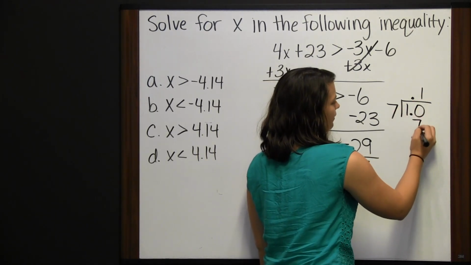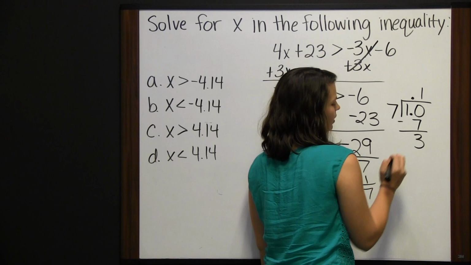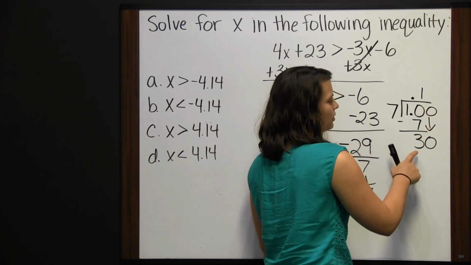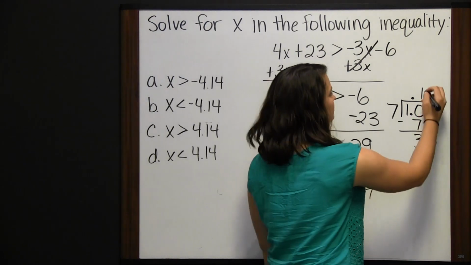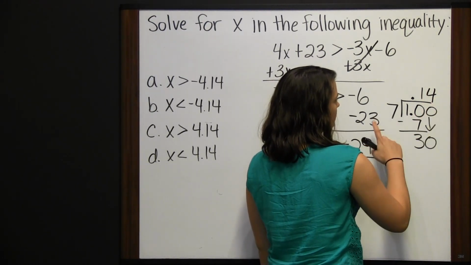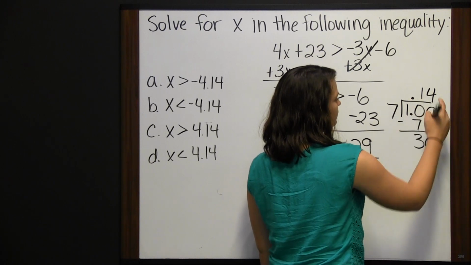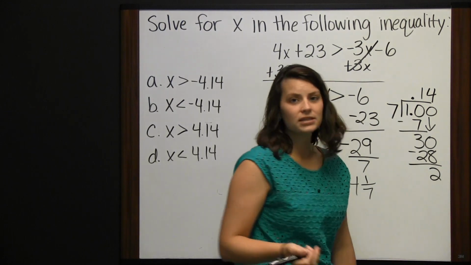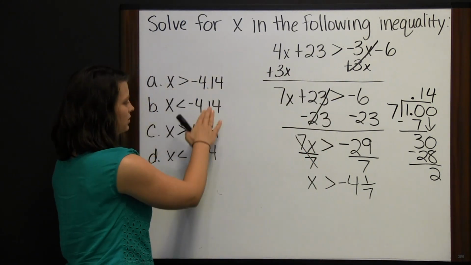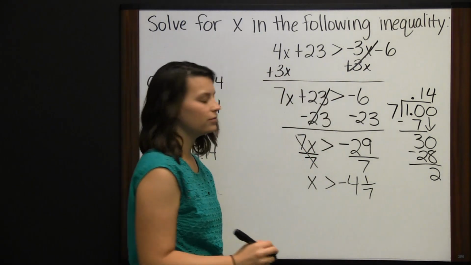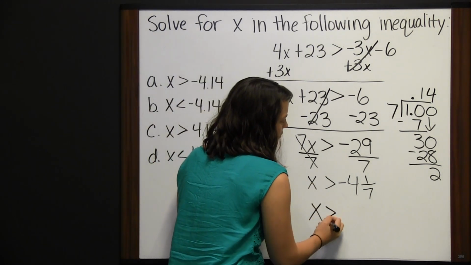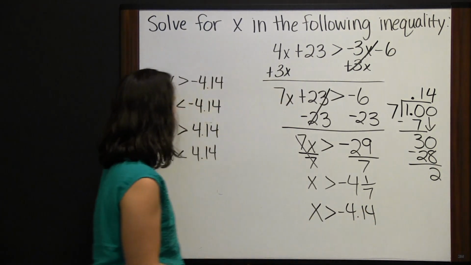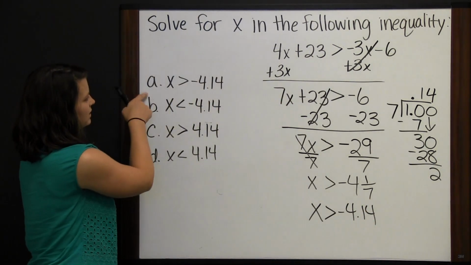7 times 1 is 7. We subtract and we get 3. Add another 0, bring it down, and 7 goes into 30 4 times. 7 times 4 is 28. We subtract and we get 2. And we can stop there because all of our answers stop at the hundredths place as well. So we could write this as x is greater than -4 and 14 hundredths, which is answer choice A.